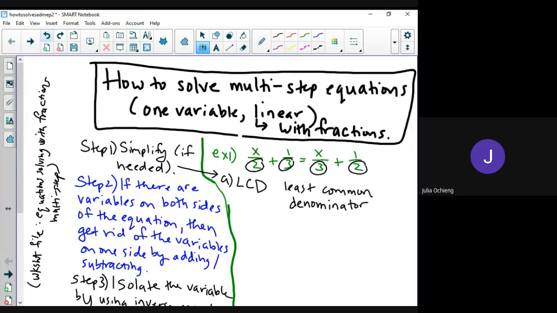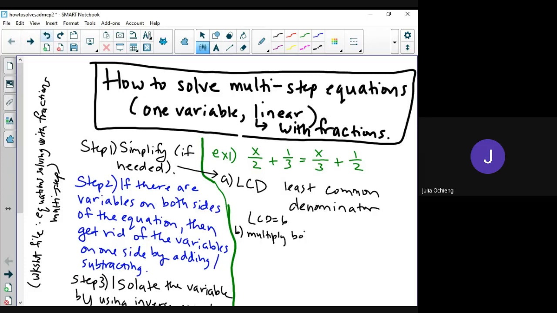So let's clean that up so it's not so messy looking. So the least common denominator that we found was 6. And then we're going to multiply both sides of the equation by 6. And our goal here is to get rid of the fractions. All right, so let's see how that's going to happen.